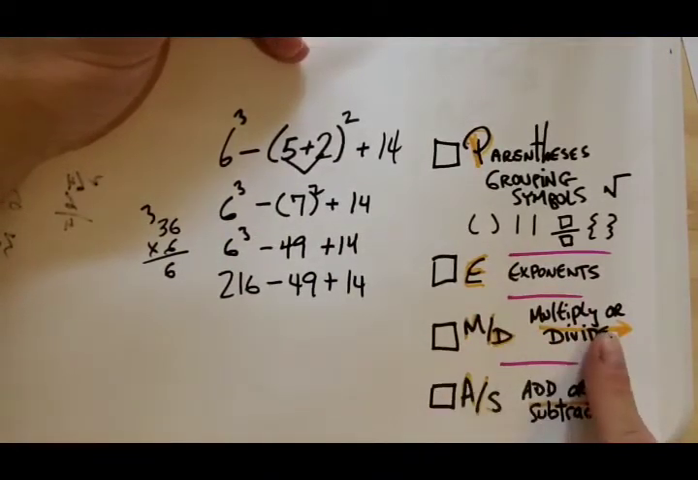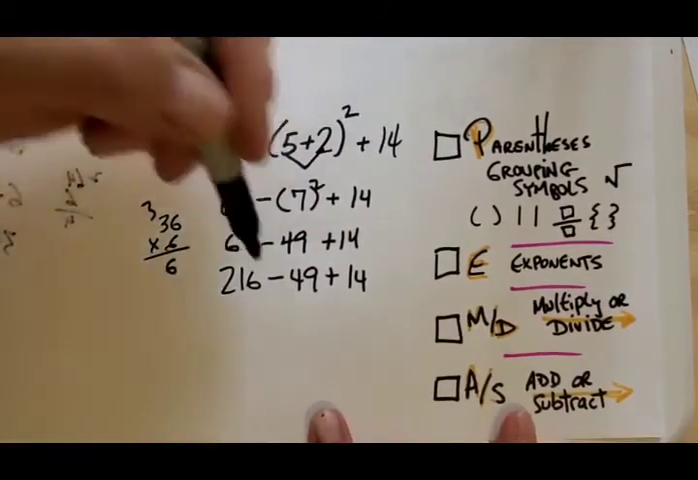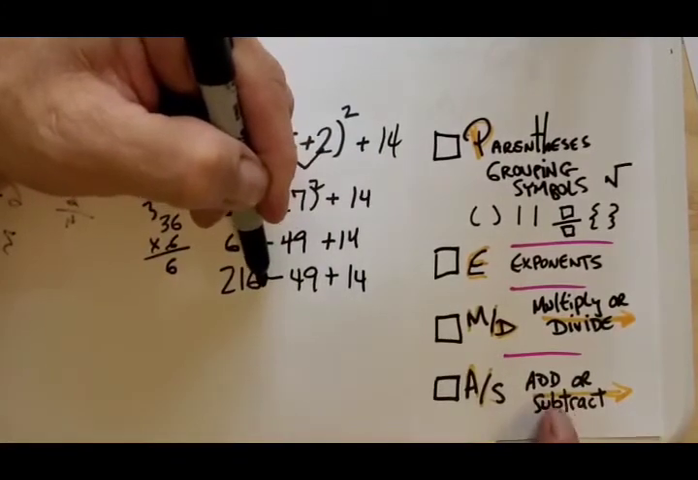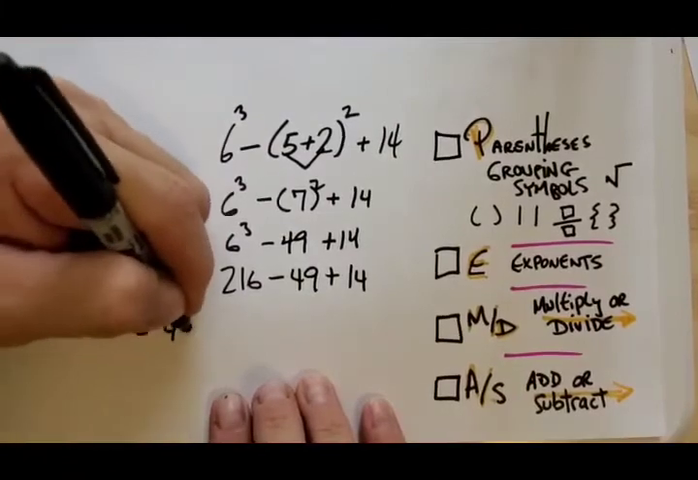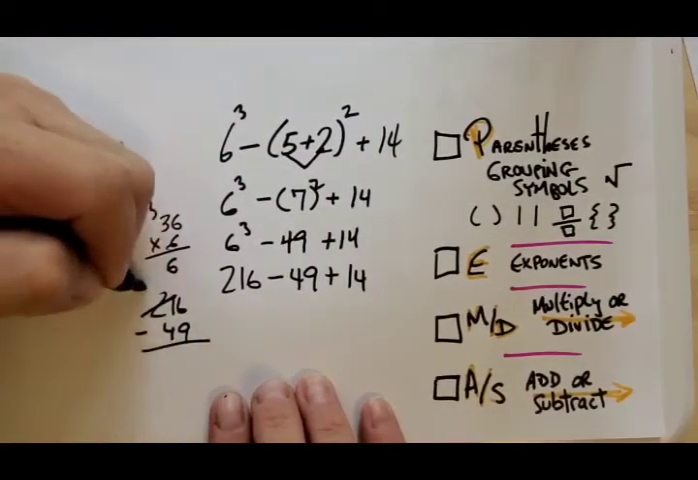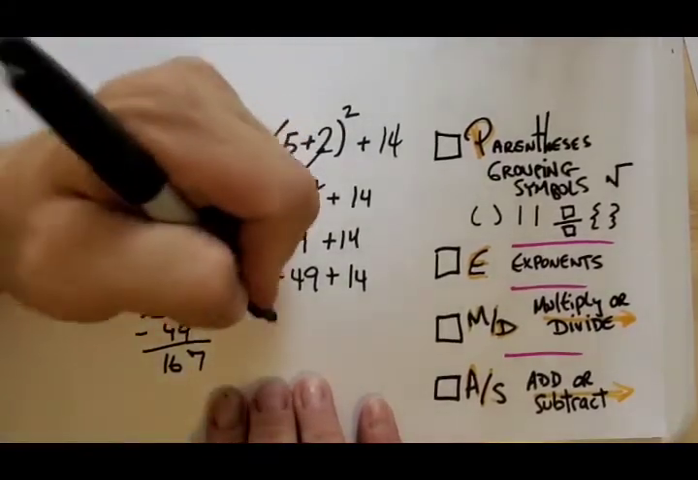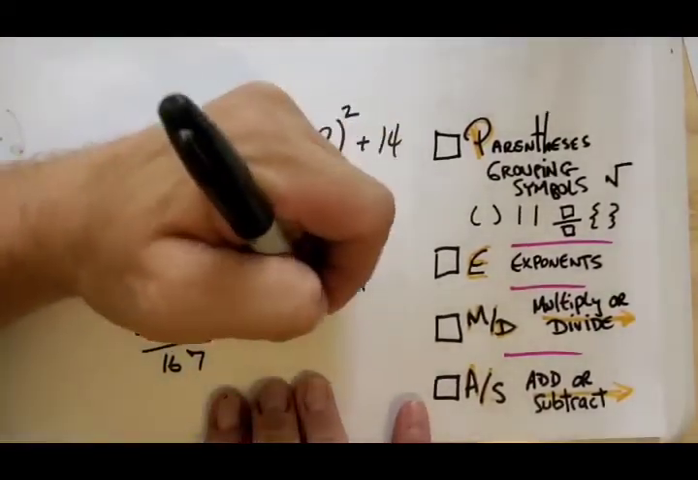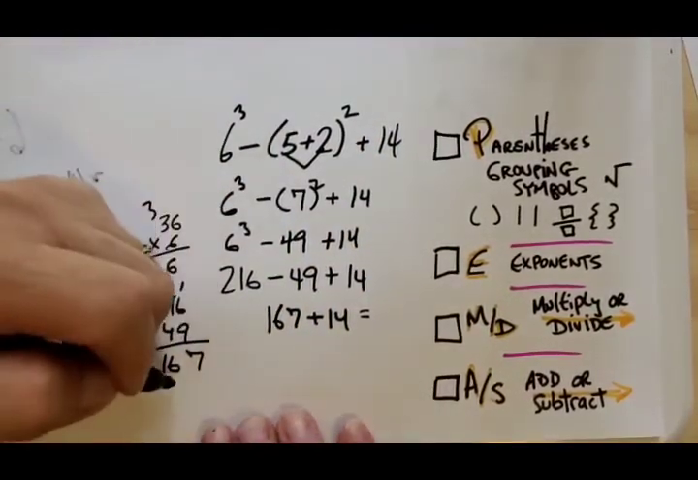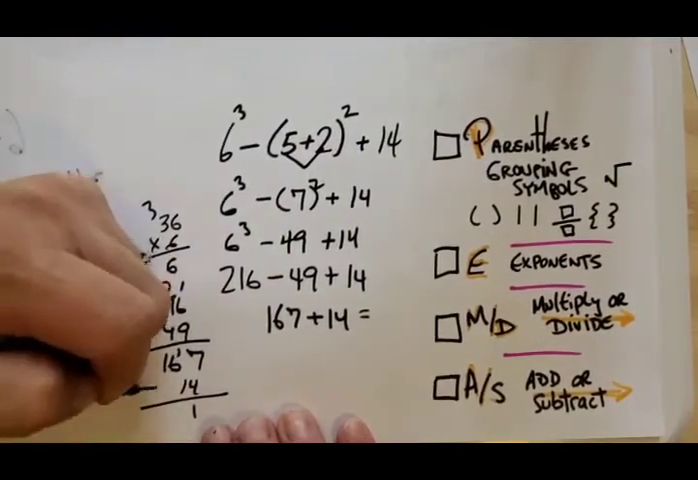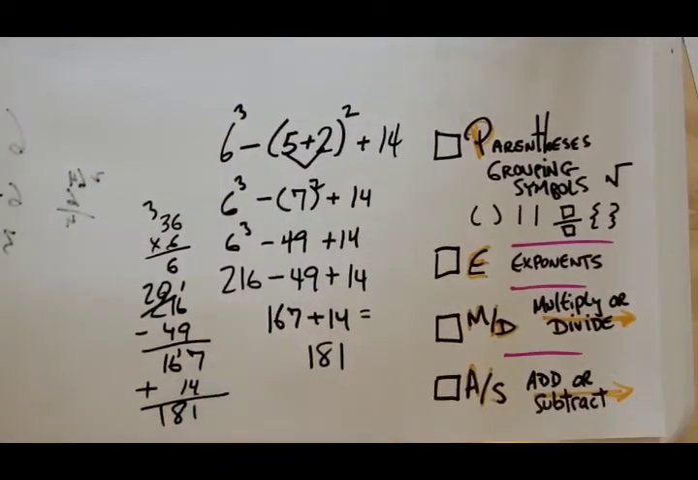There's no multiplication or division, so we'll skip down to the last operations. Add or subtract, left to right. So this will get done first because it's on the left, and then we'll do that last. So 216 minus 49 is 167, and then the last step would be to add the 14. Okay, last operation. 181. All right, very good.